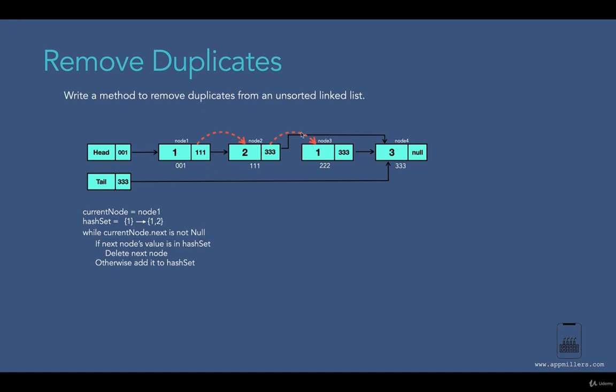Now after deletion, we can easily see that this node is not referenced by any node. If you don't have any link to this node, it means that it's eligible for garbage collection. So the garbage collector can come and delete this one from the memory.